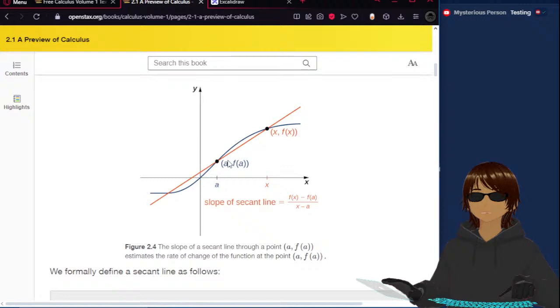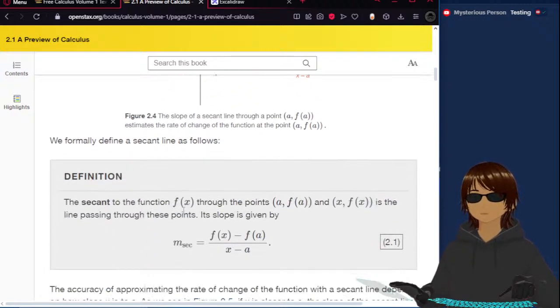This is an example of a secant line. We formally define a secant line as follows. The secant to a function f of x through the points a and x is the line passing through these points. Its slope is given by this formula.